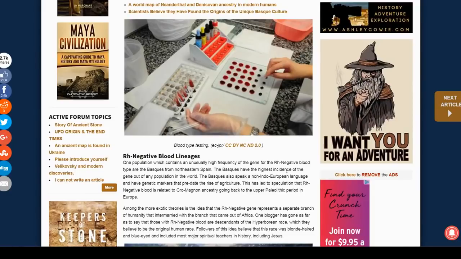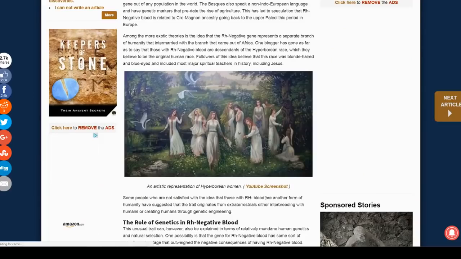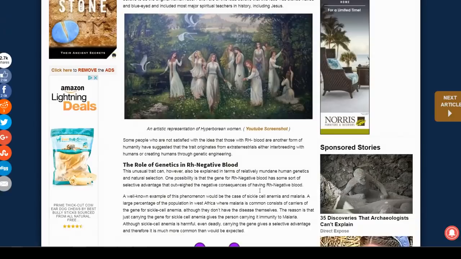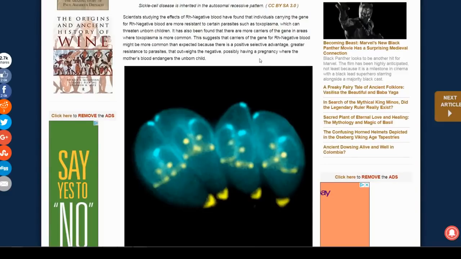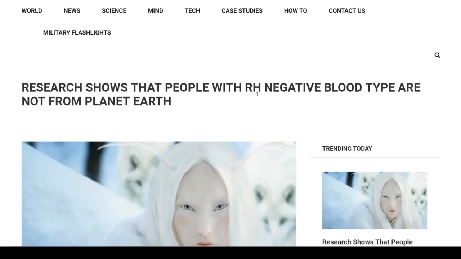So it's a fascinating thing because people with the RH negative factor tend to have either blue eyes or hazel eyes or green eyes, lighter color hair. And the thought is that really this goes back to the Anunnaki. And this is a trait that we get from the Anunnaki. So, as this says, research shows that people with Rh negative blood type are not from planet Earth.